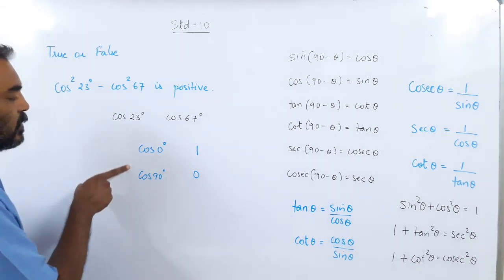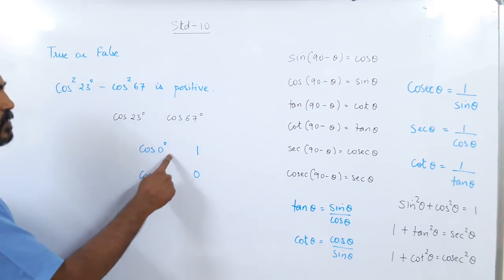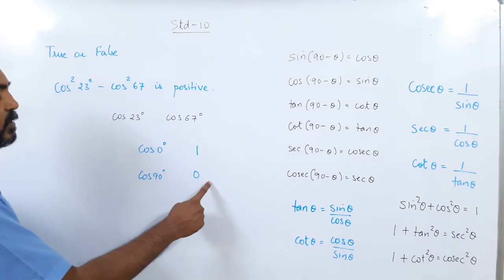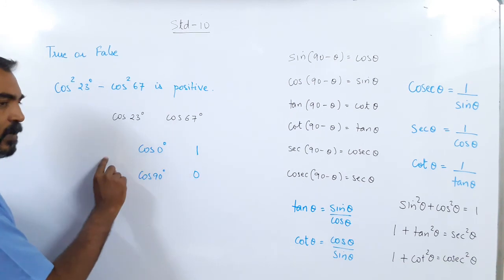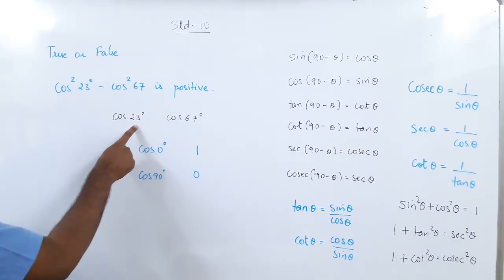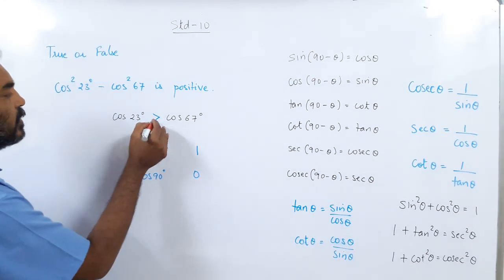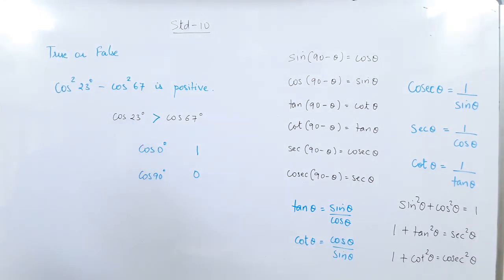So what we can see is cos is a decreasing function. As the angle increases, the value is decreasing. Means the smaller the degree, the higher the value. Is it clear? If the degree is smaller, the value is higher. Means cos 23 degree is greater than cos 67 degree.